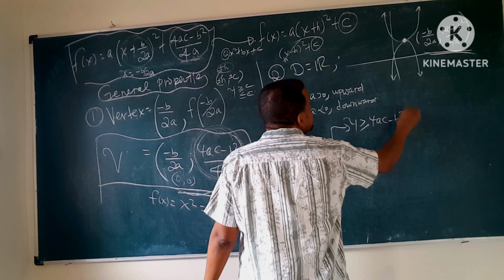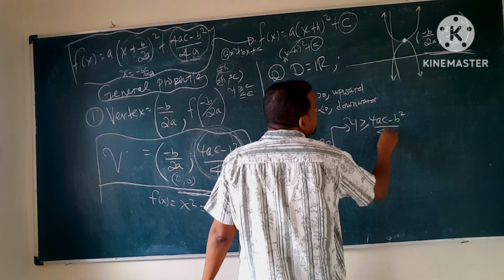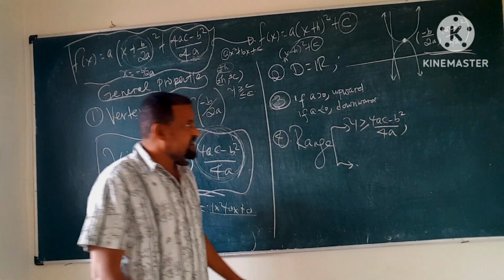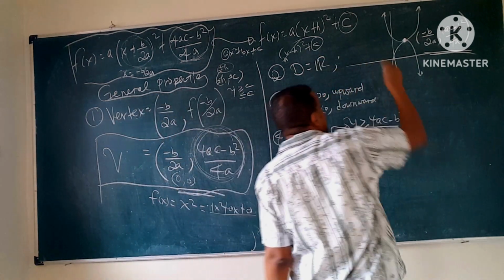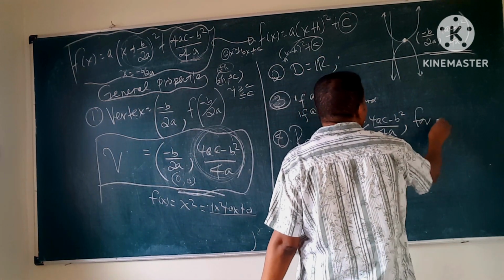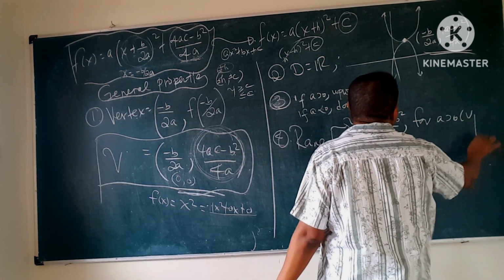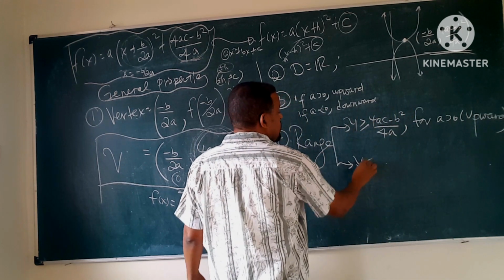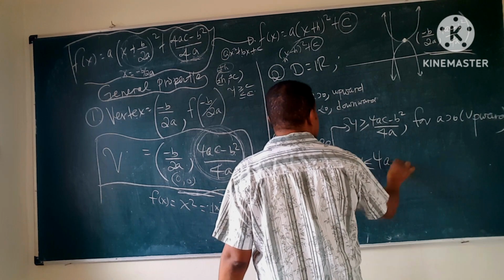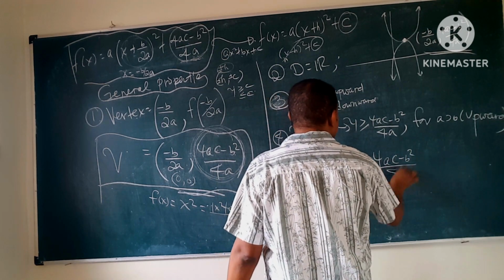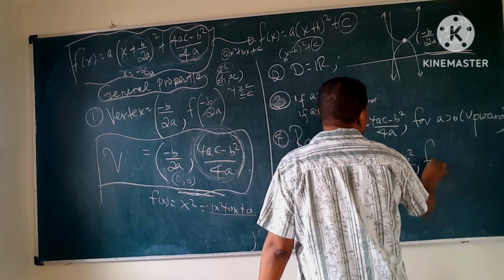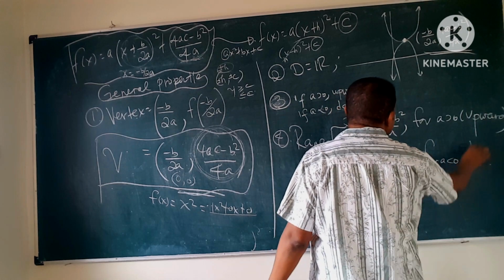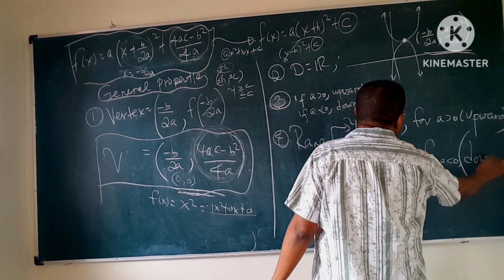ac minus b squared over 4a. Y is greater than or equal to that value for an upward parabola, that is, for a greater than 0. And the range is y less than or equal to 4ac minus b squared over 4a for a less than 0. That means a downward parabola.